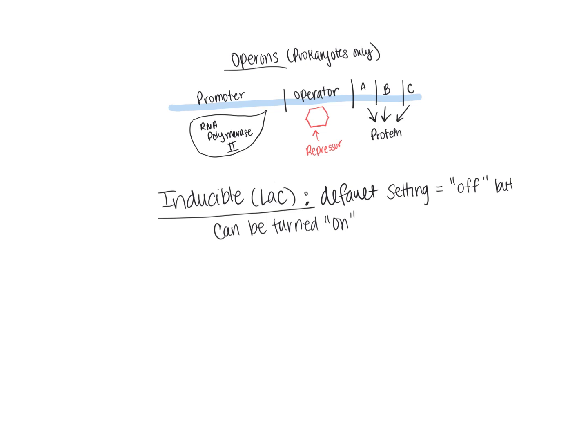So in this case, what's going to happen to the repressor is the default setting will always be in the on position because it's going to block RNA polymerase from making the mRNA that will become the proteins for breaking down the lactose. Now, how to stop the repressor or switch it to the off position is by having the lactose present in the environment.